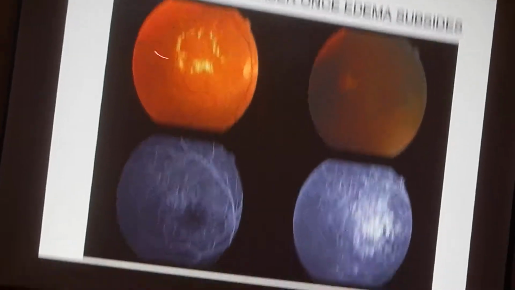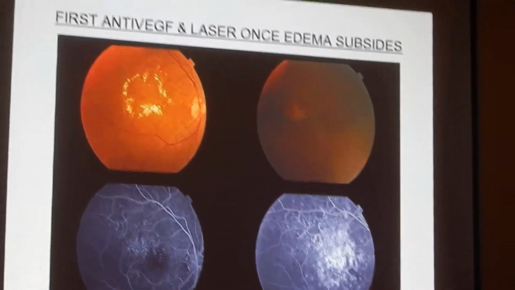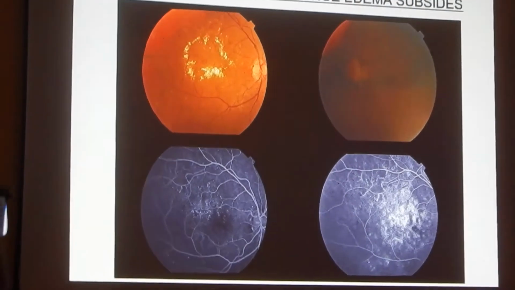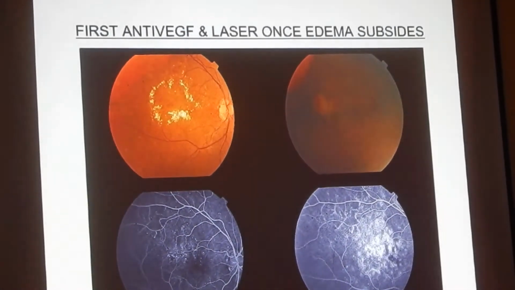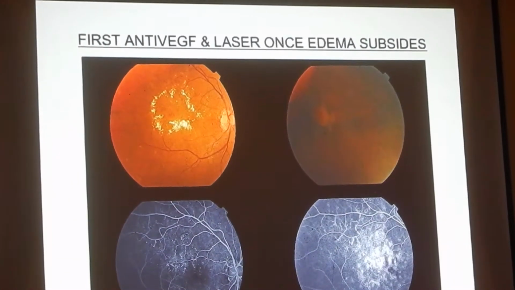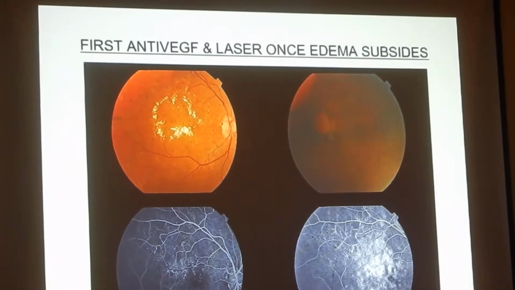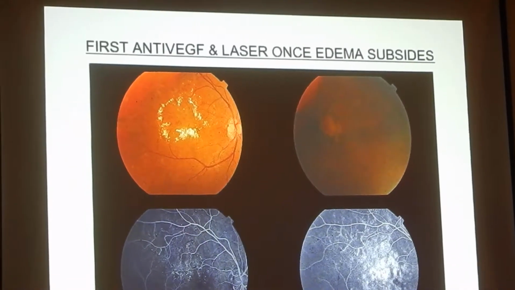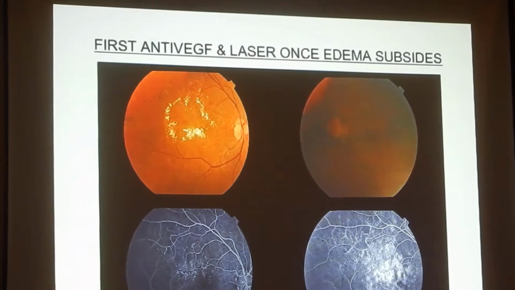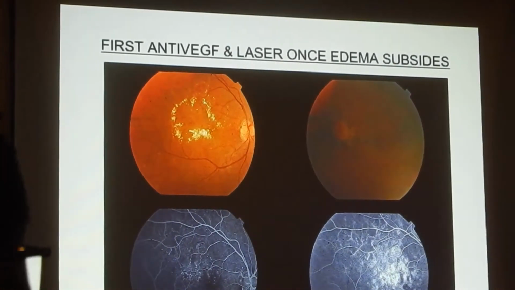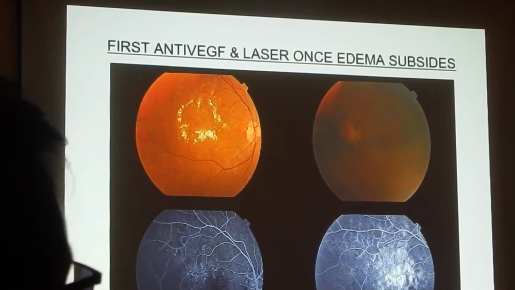Then if such types of edema are there, how to treat? You don't jump directly if it is a diffuse macular edema. Diffuse macular edema, don't directly jump onto the laser. Particularly nowadays, you see on the OCT how much is the thickness of the macula, the central macular thickness, how many cysts are there, and whether there is an associated ERM.